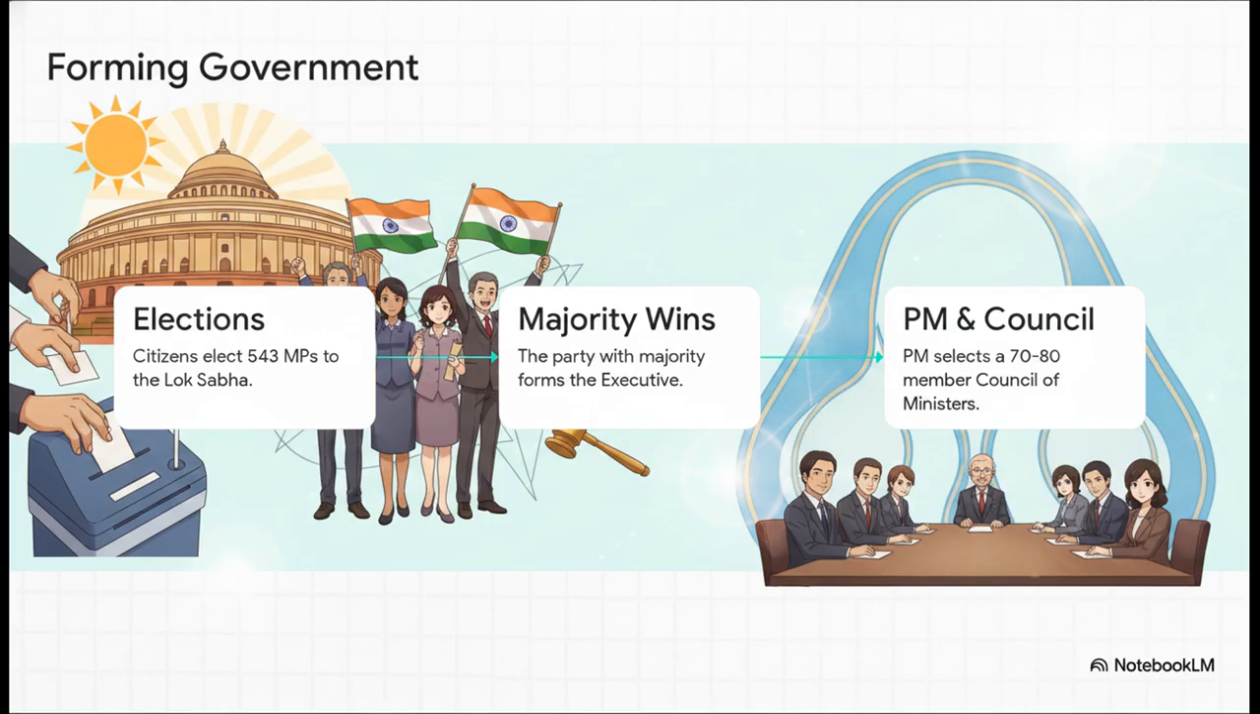people. It's so different from the U.S. system where the president and Congress are elected completely separately. Here, the executive is literally born right out of the legislature. They are lawmakers first and ministers second.